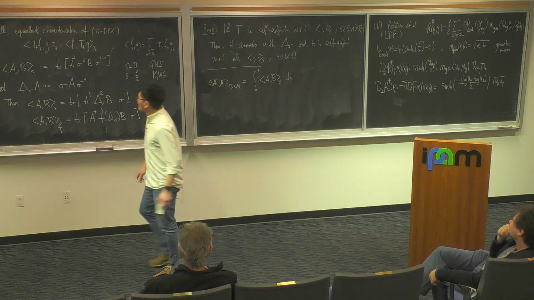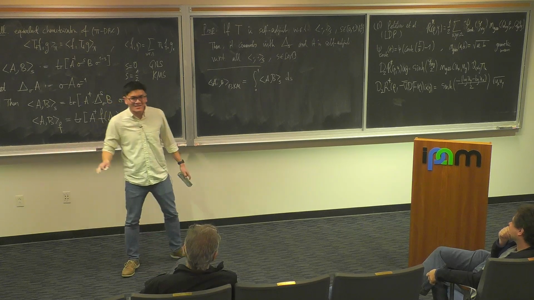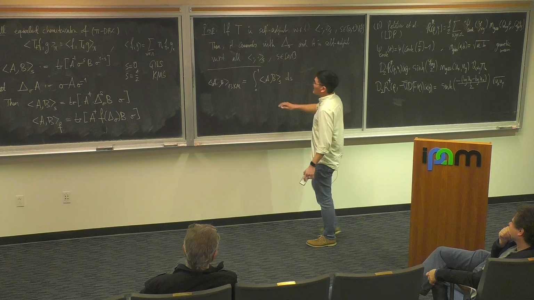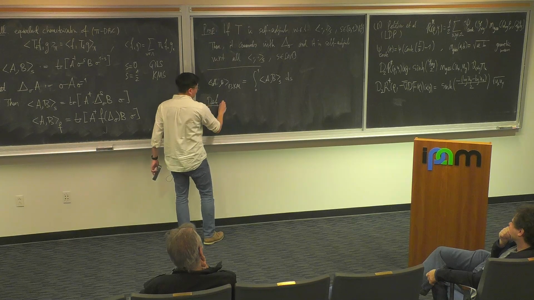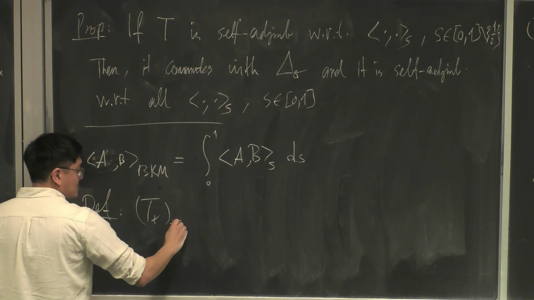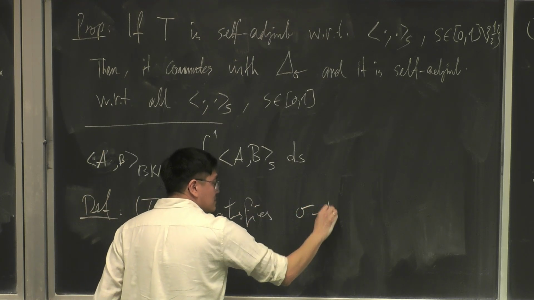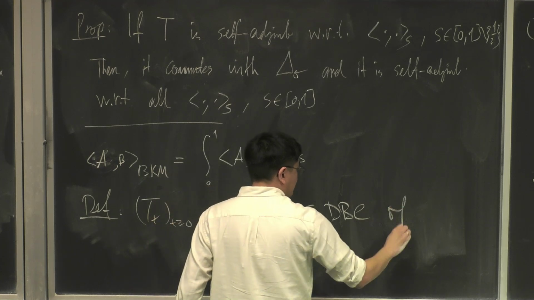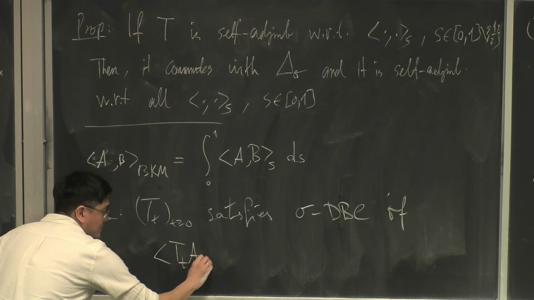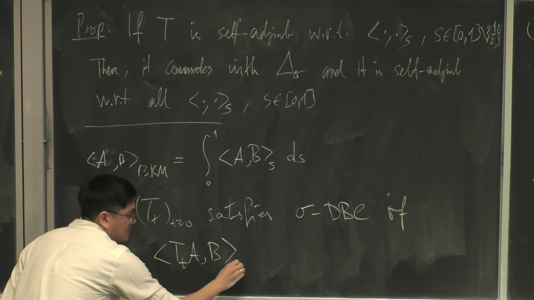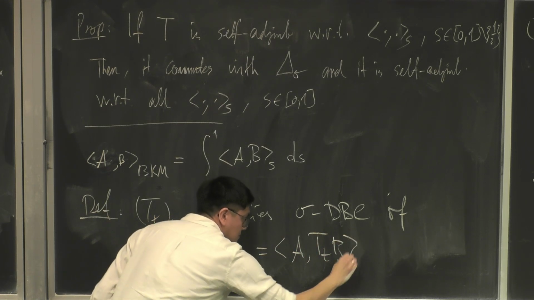Okay. So yeah, unfortunately, if I don't finish today, which means I don't finish at all, yeah? There is a nice theorem, so we will define, just saying a definition, T_t satisfies the sigma detailed balance condition if T_t of A, B of the GNS is equal to A, T_t of B of the GNS.